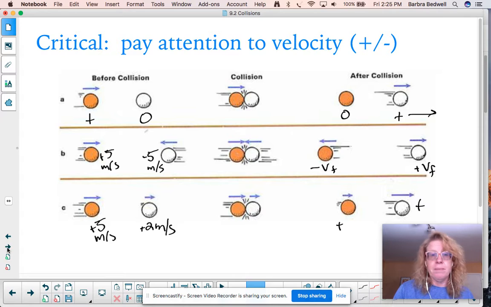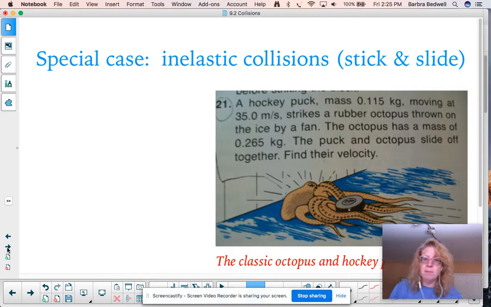So really important. Okay, the rest of this, I believe, is some examples of these kinds of problems that we've got going on, some of these special cases. This is the classic octopus and hockey puck problem. I didn't make this one up. You can tell I just copied this out of a book, but it's one of those, what kind of problems anyway?